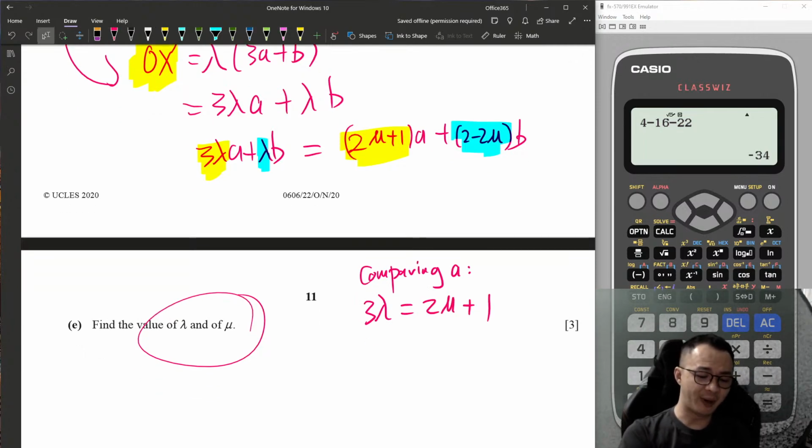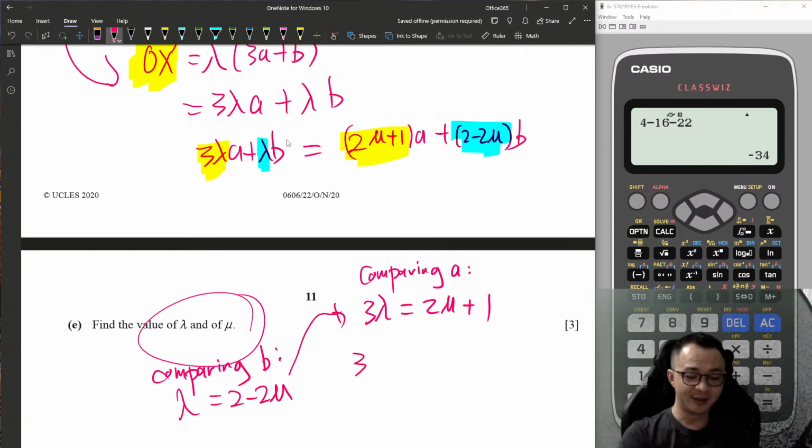Okay, then I comparing the b. Not enough space, I just simply write. But in the exam, please write nicely. Lambda equals to 2 minus 2 mu. Since I have the lambda, I sub back here. 2 minus 2 mu equals to 2 mu plus 1.